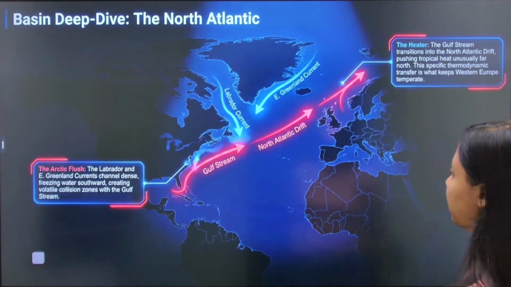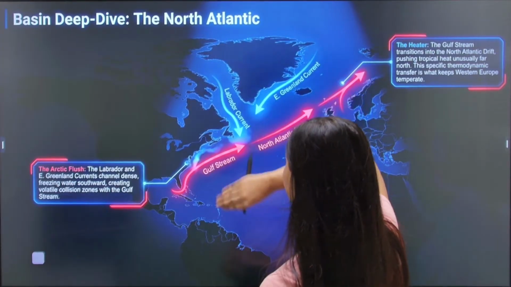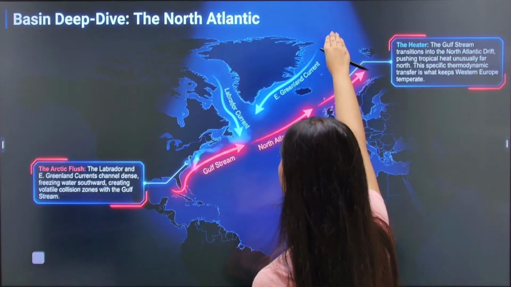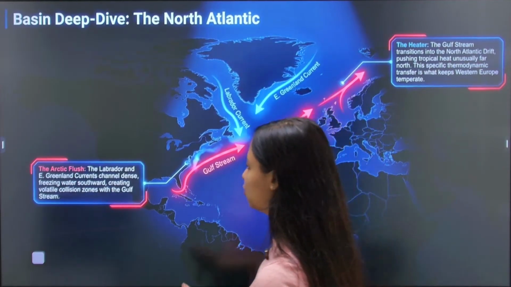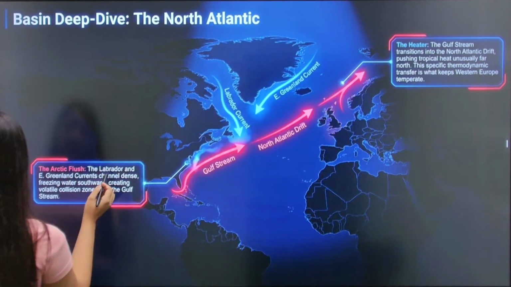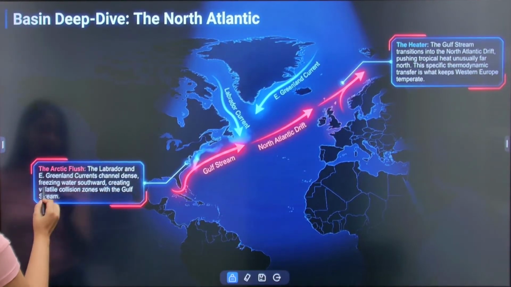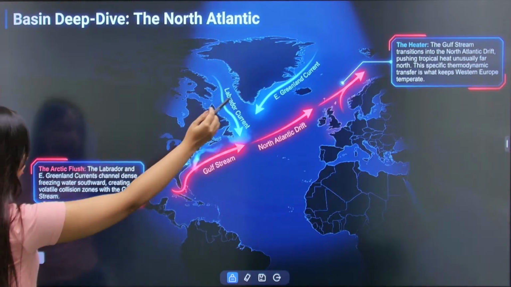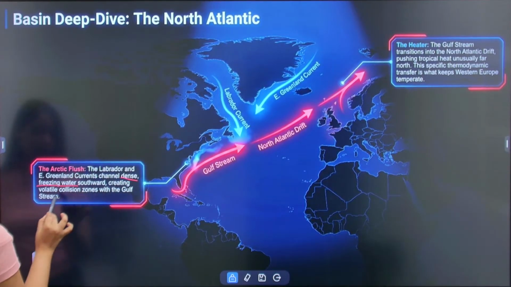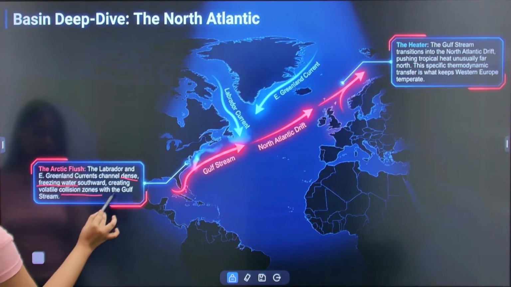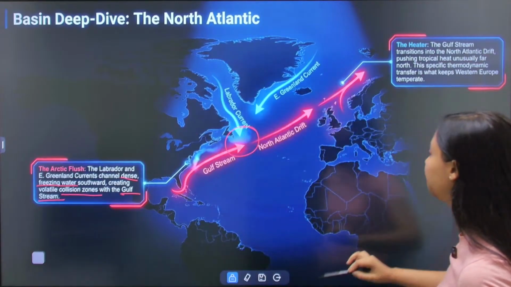Basin deep dive, the North Atlantic. We already studied this, right? The Gulf Stream and North Atlantic drift are warm currents transporting warm water from the equator to the poles. The East Greenland current and Labrador current transport cold water from the poles towards the equator. The Arctic flush: the Labrador and East Greenland currents channel dense freezing waters southwards. The blue ones channel the dense freezing water southward, creating volatile collision zones with the Gulf Stream. Can you see? They have a collision here, right?